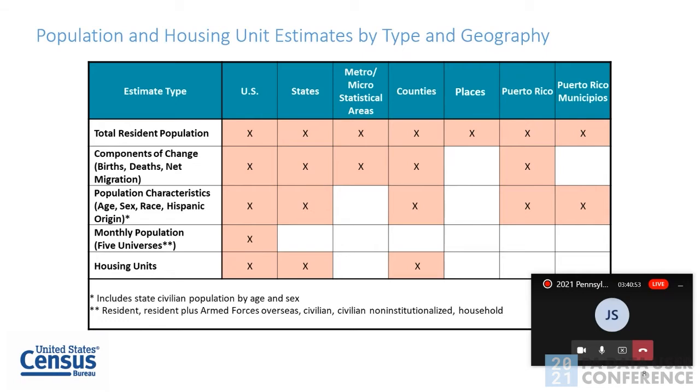Now, very detailed characteristics: age, sex, race, Hispanic origin. We release those for the United States and counties. And for Puerto Rico, so we do age, sex, race, and Hispanic origin for all of those areas. But for Puerto Rico, only by age and sex, no Hispanic or race detail. Last, for the nation, the monthly estimates that we do for the 5 universes, which is a very interesting term that we use for those. Housing units, US, states, and counties.